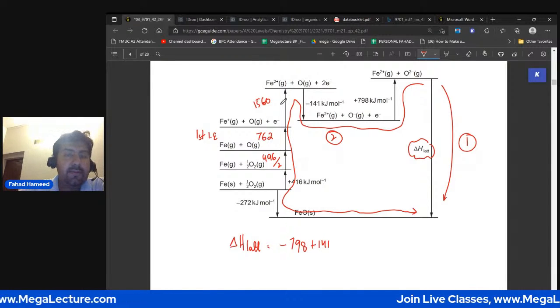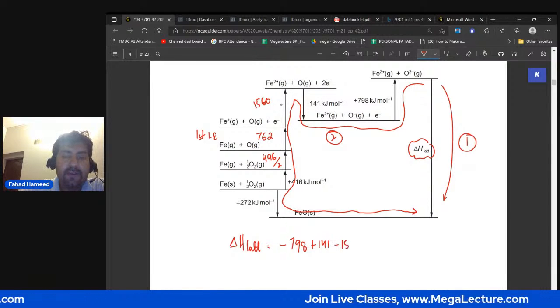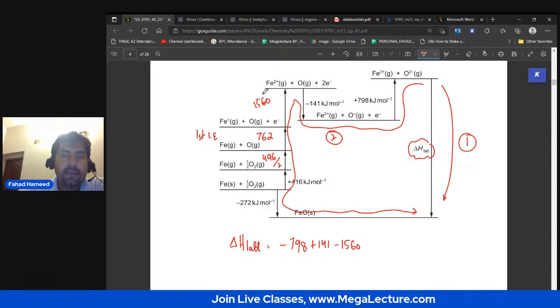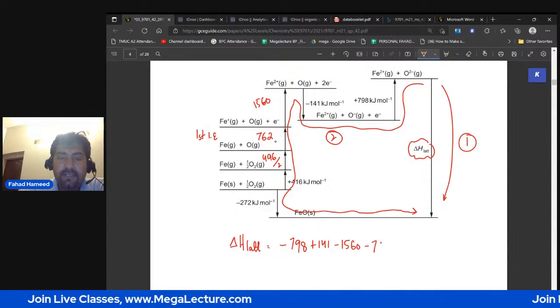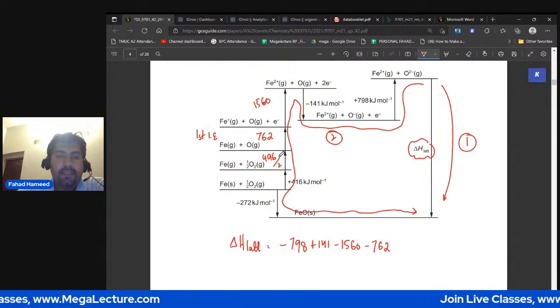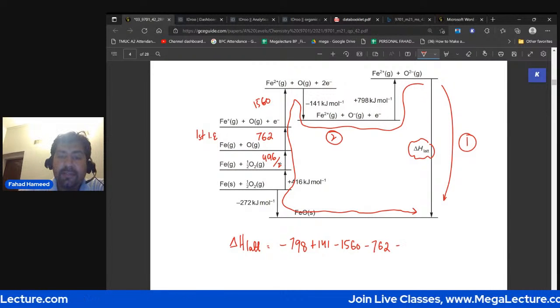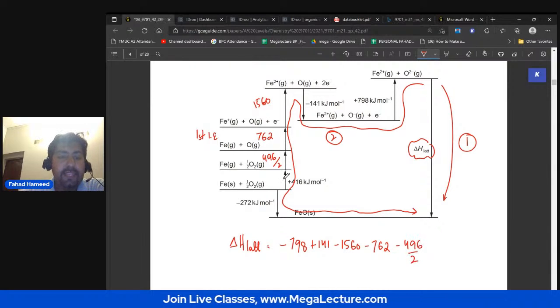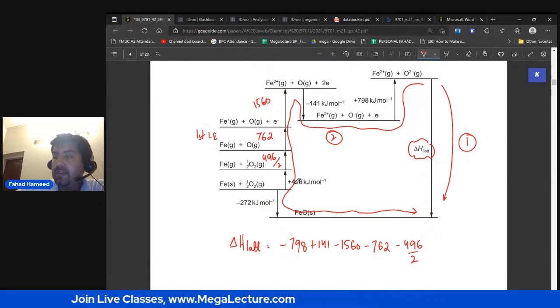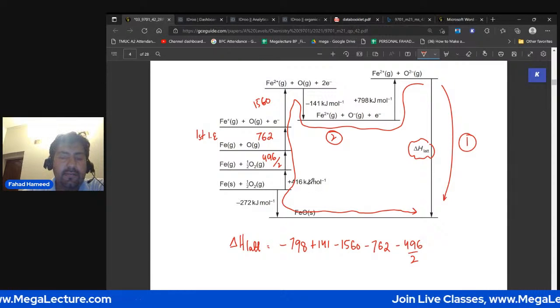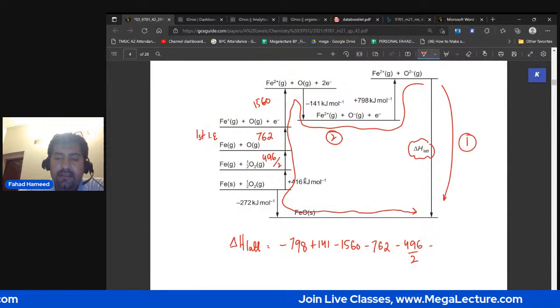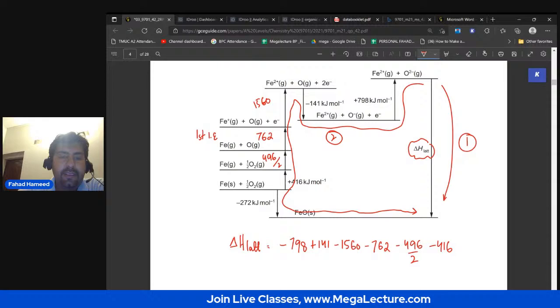Then again, in the opposite direction of the arrow, that's minus 1560. Then again, traveling the other way, it's minus 762. Then again, going in the opposite direction, that's minus 496 divided by 2. Next one, still going in the opposite direction, that's minus 416. This one is the right direction, that's minus 272.